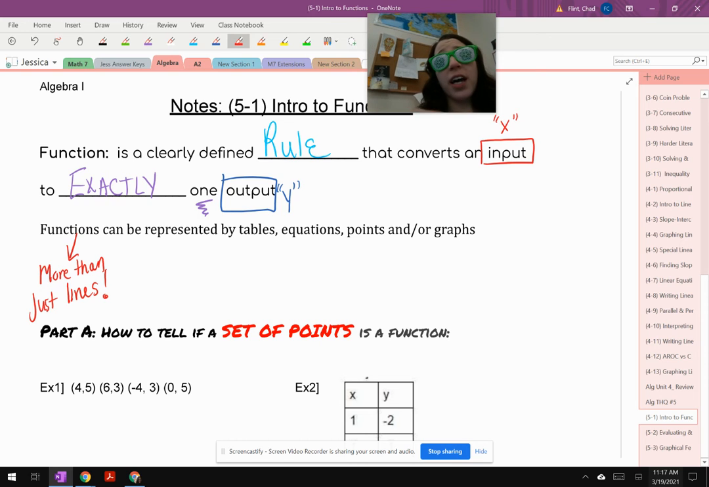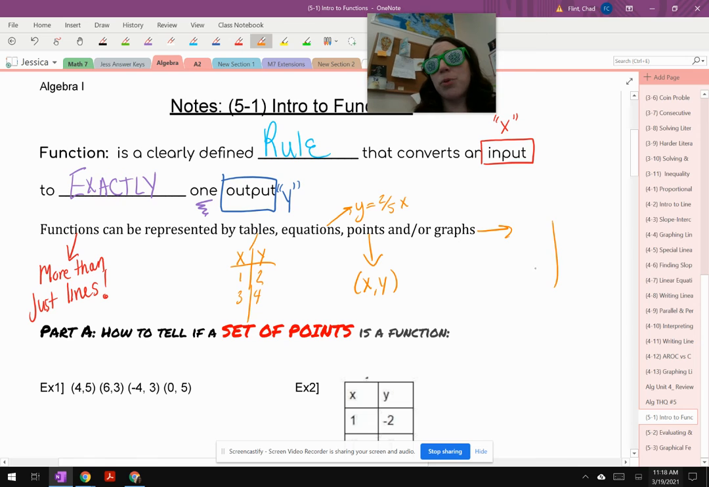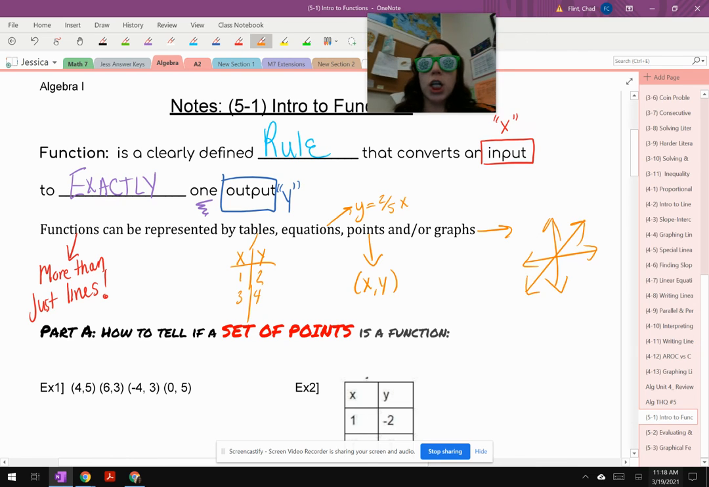So all of these different kinds of functions that we're going to look at can be represented by tables, like an x and a y with numbers. Equations, you're familiar with equations, y equals 2/5 x kind of a thing. Points, those coordinate points, those x, comma, y's, a list of those, and or graphs, which are just pretty pictures.